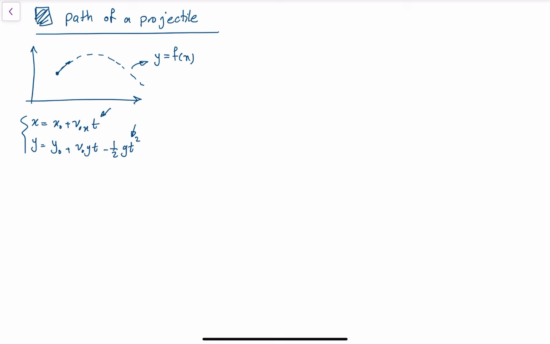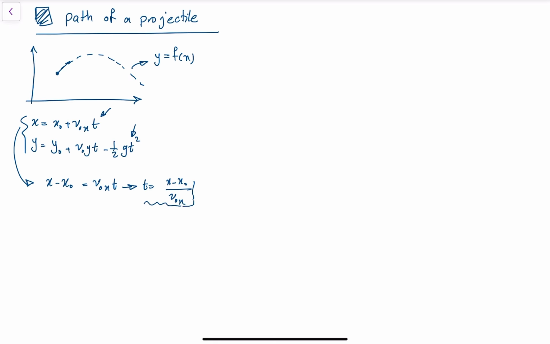Both of these are functions of time. So what I need to do is eliminate time between these two equations: essentially calculate time from one equation and substitute it in the other to find the equation of y, for instance, with respect to x. So let's go ahead and do that. From the top one, I can write x minus x naught equals v naught x t, or t equals x minus x naught over v naught x.